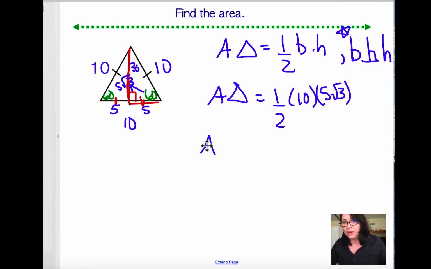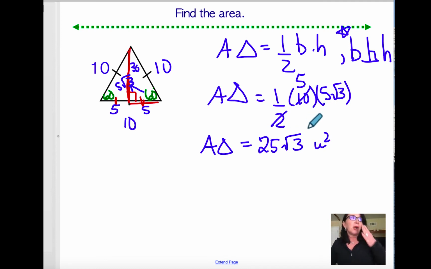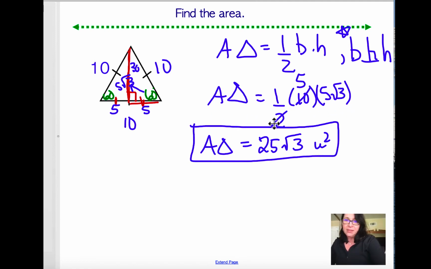So to find the area of this shape, 2 divides into 10 5 times. And remember that 1/2 of that quantity, it's not both quantities, just one. So 5 times 5 is going to be 25, and then root 3. And so this is units squared. This is the area of the triangle, and box that up. You are done. Next problem.